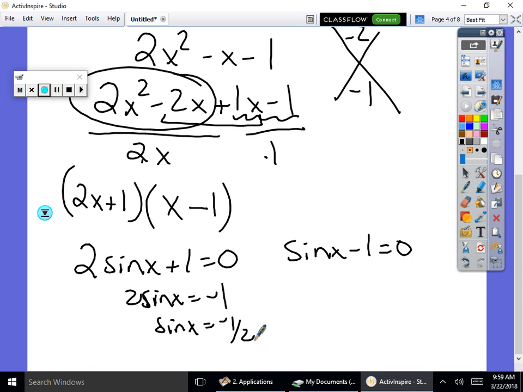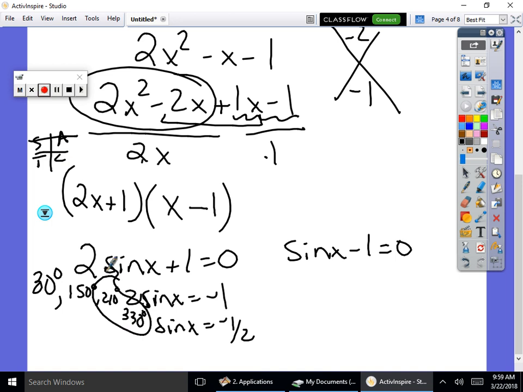At 30. So I know 30. So if I think of all the 30s, that's 30, 150, 210, and 330. But because it's not positive and negative, I have to look for just the negative. So I really quickly do all students take cash. I want the negative, so those two are gone. So I want the third and the fourth. So 210 and 330, yes?